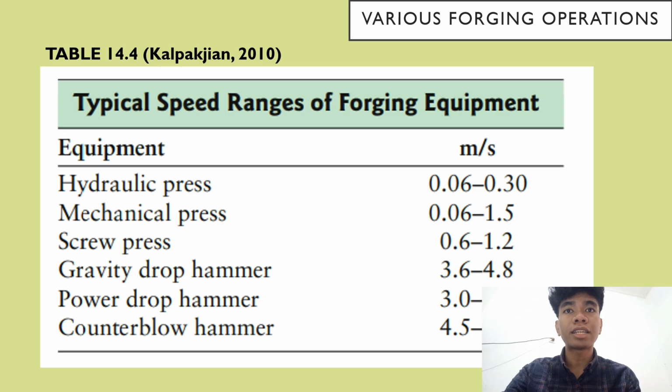Next is Table 14.4, various forging operations. This table summarizes various forging operations such as coining, heading, piercing, and swaging. Each operation is suitable for different geometry and mechanical requirements.